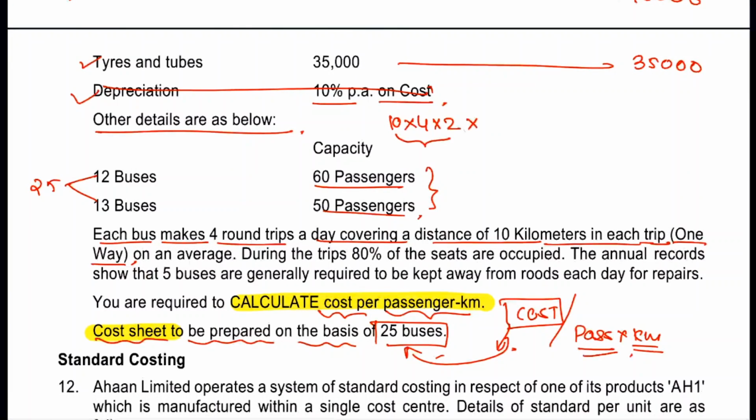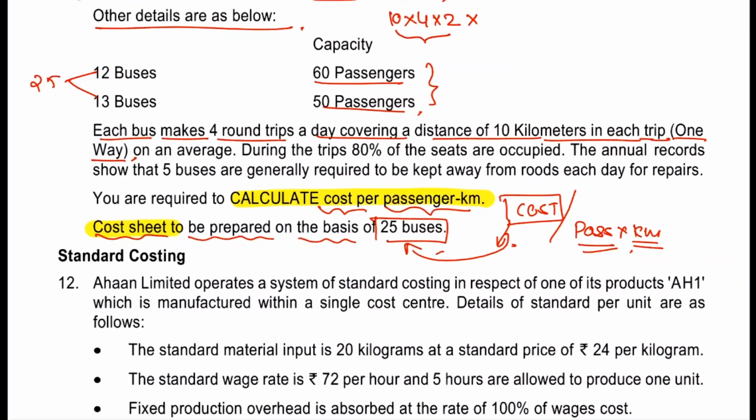बट सर हमको डेटा किसका चाहिए? अगर आपको विंडो पता हो तो 1 month 25 buses. I need for 1 month first of all.